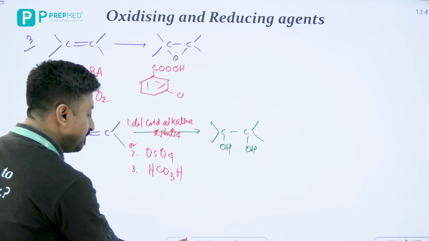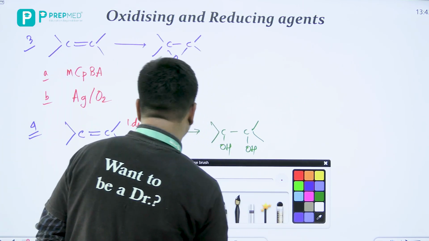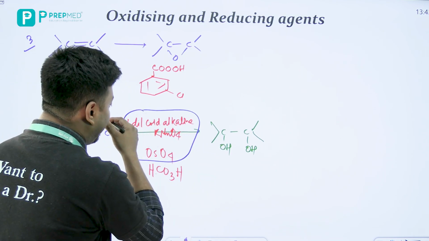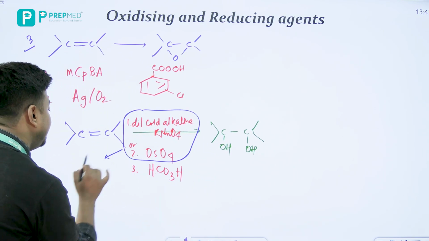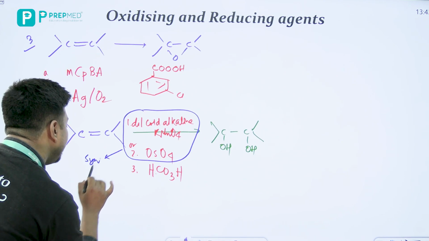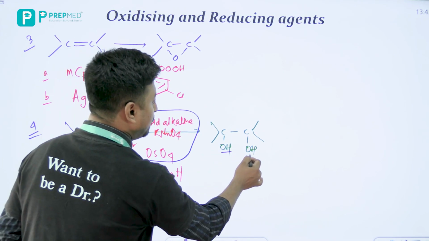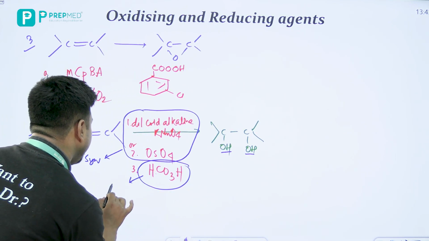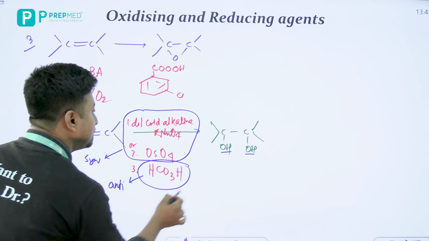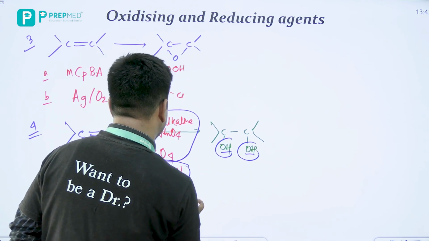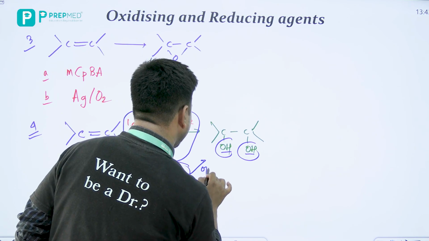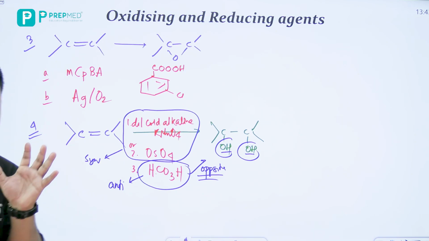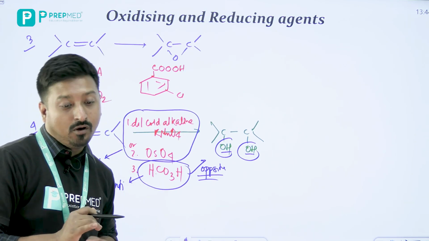But remember always, beta, this is a very important thing: these two reagents, dilute cold alkaline KMnO4 and osmium tetroxide, give you the syn product, that is, the two OH groups will be on the same side. But this one, peracid, gives you the anti product, that is, these two groups will be on the opposite side. This is a very, very important piece of information for the different problems you face.